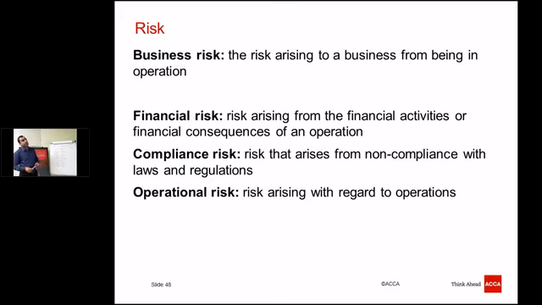So as you can see on the slide, financial risk, which is a part of business risk, is the risk arising from the financial activities or financial consequences of an operation. Compliance risk, which is also a part of business risk, is the risk that arises from non-compliance with laws and regulations. And we talked about IC 240 right here. And then operational risk is risk with regard to the operation of the entities.